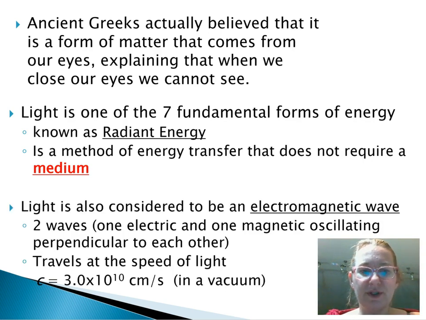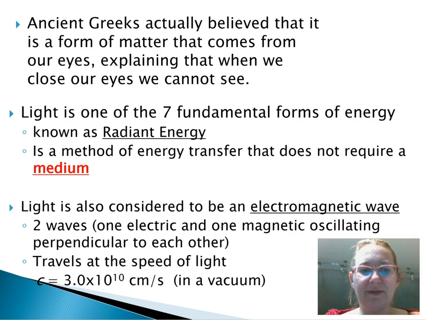Light is also considered to be an electromagnetic wave. What that means is it's actually 2 waves put together. One wave being electrical and one wave being magnetic, and they actually oscillate perpendicularly.